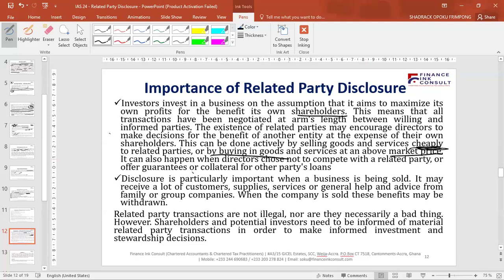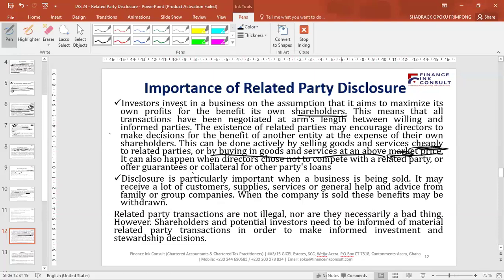Or by buying in goods and services at above the market price. So yeah, that's it. It can also happen when directors choose not to compete with a related party or offer guarantees or collateral for other parties' loans. Disclosure is particularly important when a business is being sold. It may receive a lot of customers, suppliers, services, or general help and advice from the family or the group of companies. When the company is sold, these benefits may be withdrawn.